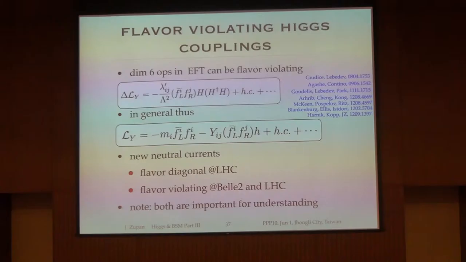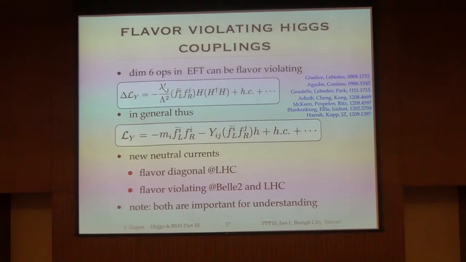Now the next thing that you can think of is that there could be flavor violating Higgs couplings. From these higher dimensional operators, you could have flavor violating couplings there, again depending on the theory. In general, you have a mass term, but the couplings here need not be flavor diagonal in the same basis as the masses are. So that would result in new neutral currents. The flavor diagonal modifications you can look for at LHC, the flavor violating at, let's say, Belle II and LHC. And in order to understand what's going on, you really need to measure both of them.